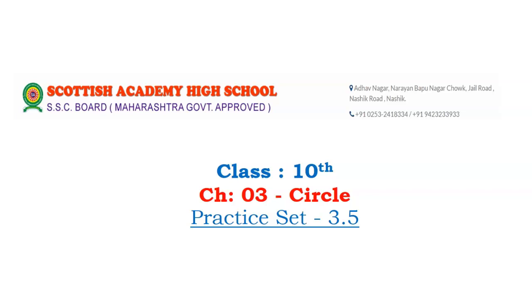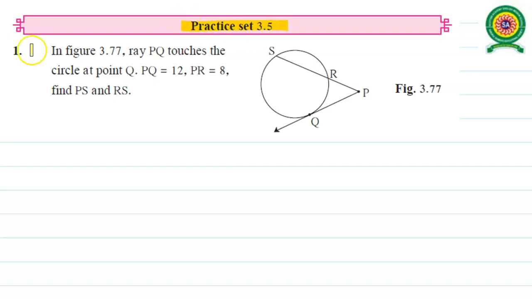Hello everyone. In this lecture we are going to discuss class 10th, chapter number 3, Circle, practice set 3.5. Within practice set 3.5, we have the first question: in figure 3.77, ray PQ touches the circle at point Q, PQ equals 12, PR equals 8, then find PS and RS.